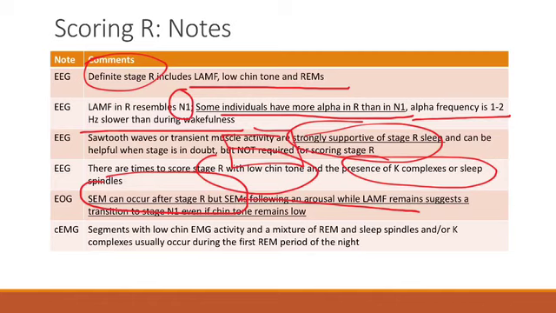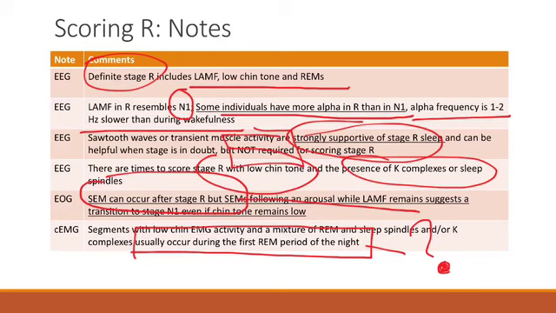And of course, with your chin, you have segments with low chin EMG activity and a mixture of REM and sleep spindles and/or K complexes that usually occur during the first REM period of the night. So when are we going to see the most REM sleep that could be coexisting as stage 2? It's in the first REM cycle of the night.